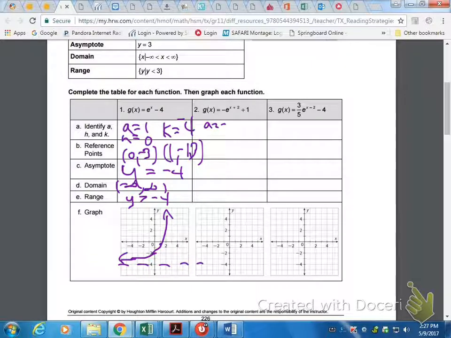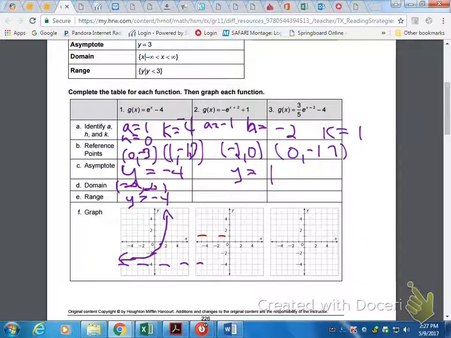A is -1. H is -2. K is 1. Tell me what were your points? -2, 0, and -1, 1. Okay. And your asymptote was at y equals 1, right? Let me change color here. All right, see if we can get it done. All right, so we got our 1 here.